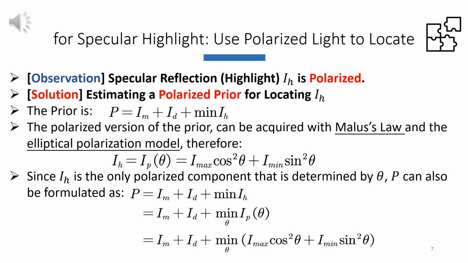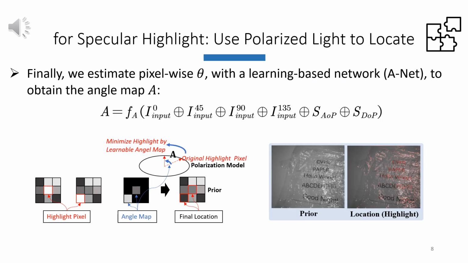Further refining our model, equation describes how we can express IH using the angle variable theta from 0 to 2 pi. IH equals IP, theta, equals Imax, cosine theta square, plus I min sine theta square. In practice, we use a set of input images captured at different polarization angles, 0 degrees, 45 degrees, 90 degrees, and 135 degrees, to compute the maximum and minimum intensity components, Imax and Imin, using the Stokes parameters. This allows us to estimate pixel-wise optimal values through a learning-based network, producing an angle map.